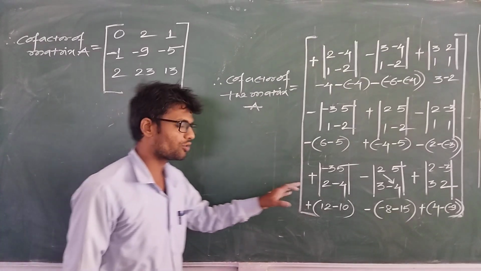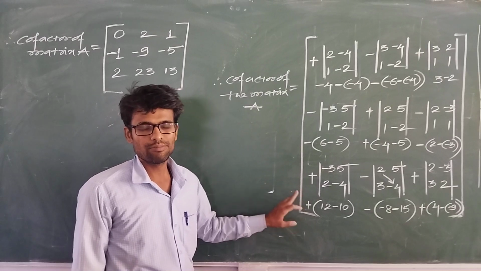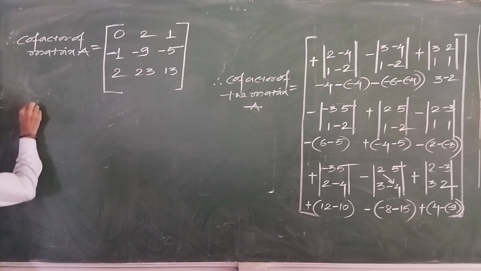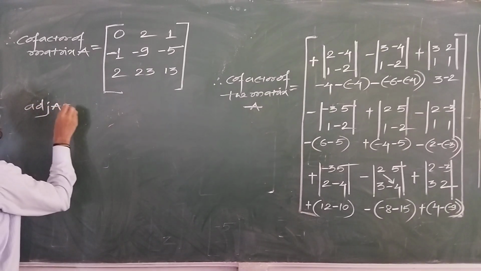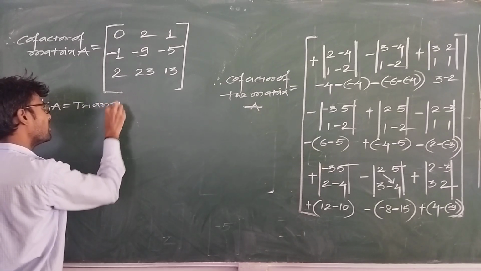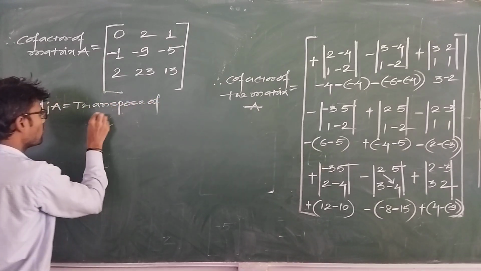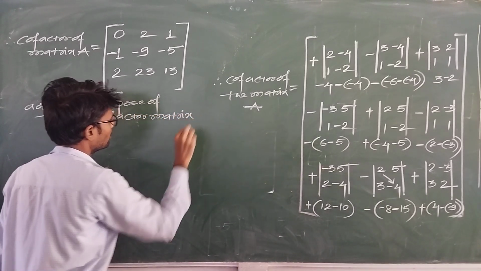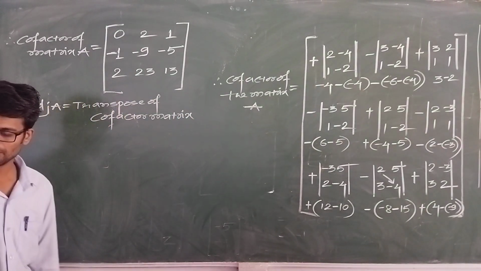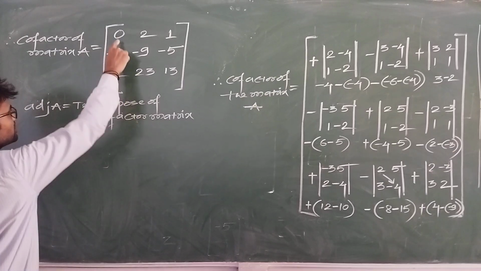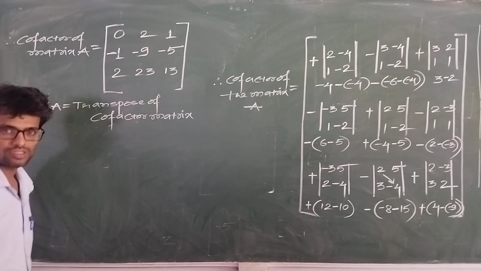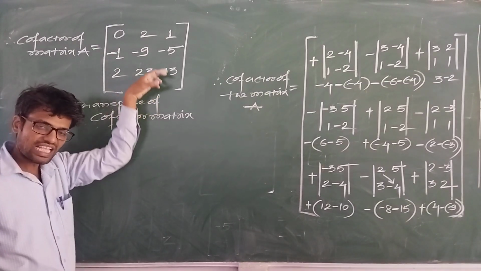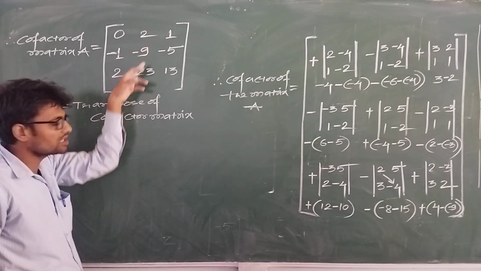So do the correct simplification. The simplification of numbers is very important here. Next, after getting the cofactor of matrix A, you go for the adjoint of A. So see, adjoint of A is equal to the transpose of the cofactor matrix. The transpose of the cofactor matrix is obtained by interchanging rows and columns of this matrix. So this is the cofactor matrix, and the adjoint is obtained by taking the transpose of this.